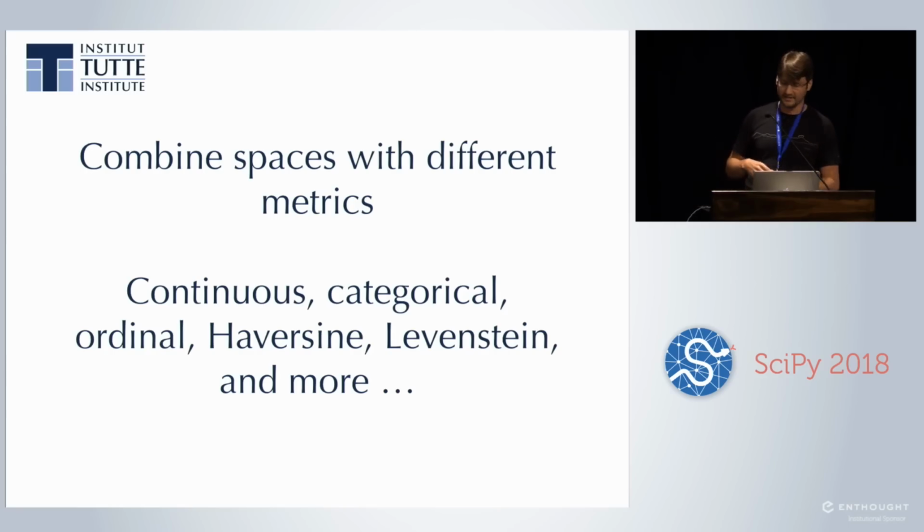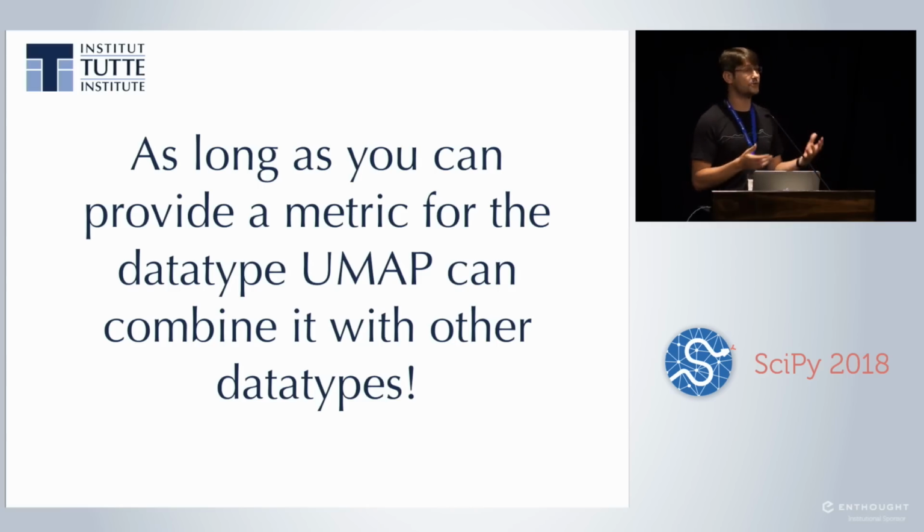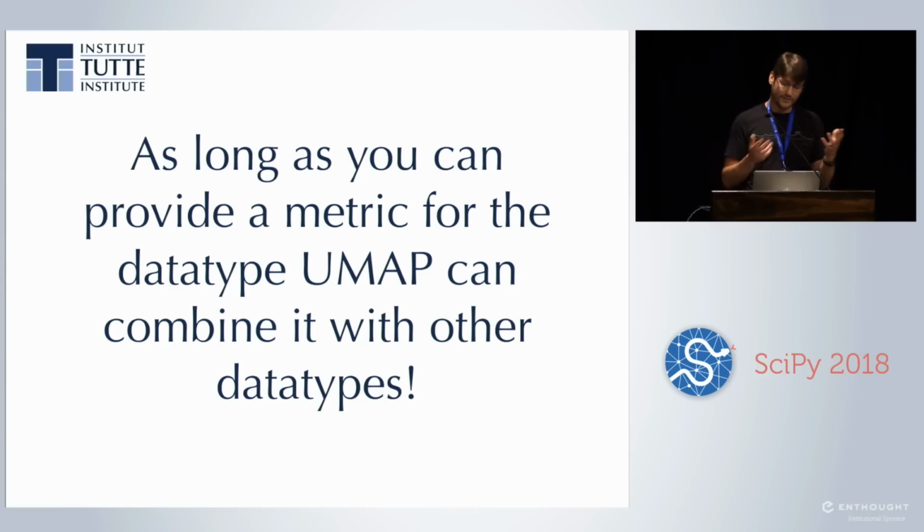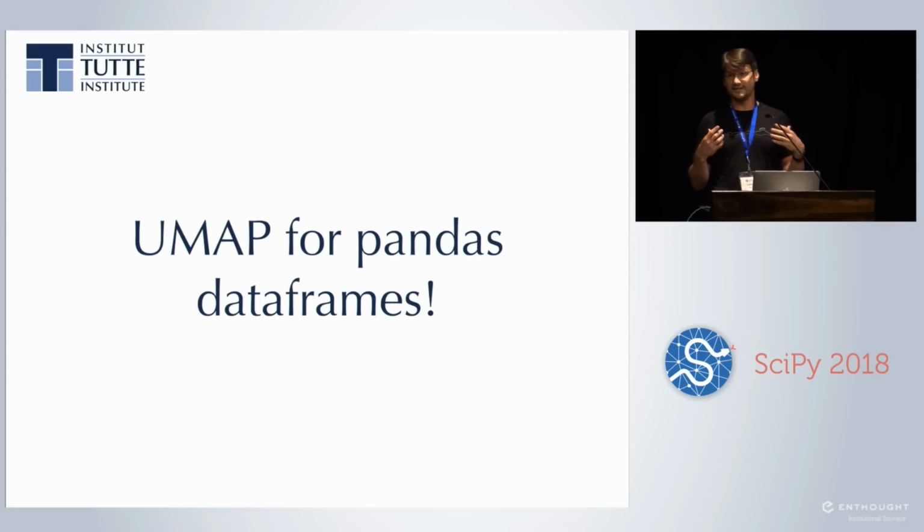So if you have some continuous data and some categorical data and some ordinal data and some lat-long data that you want to measure with Haversine, if you have sparse enough data that you want to measure with Levenshtein, you can just have each of those work with UMAP with their own independent notion of distance, and we can fold them all together and embed them into one vector space. So as long as you can provide a metric for a data type for UMAP, we can, at least in principle, combine it with other data types. So what that means is, at least in theory, we can do UMAP for a generic pandas data frame.